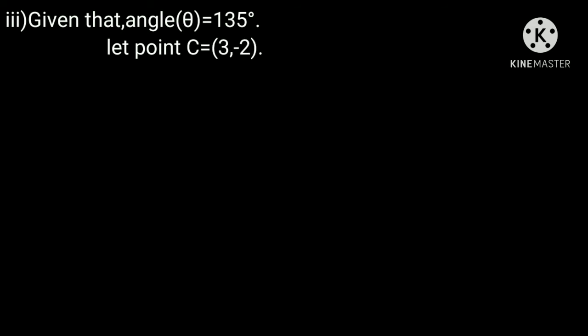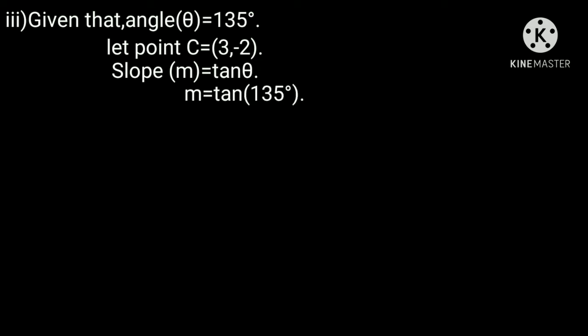Third, given that angle theta equal to 135 degrees and let point C equal to (3, -2). Also we know slope m equal to tan theta. Here substitute theta value, then m equal to tan 135 degrees. Here we don't directly know the tan 135 degree value, so we will split it into 90 plus theta form.